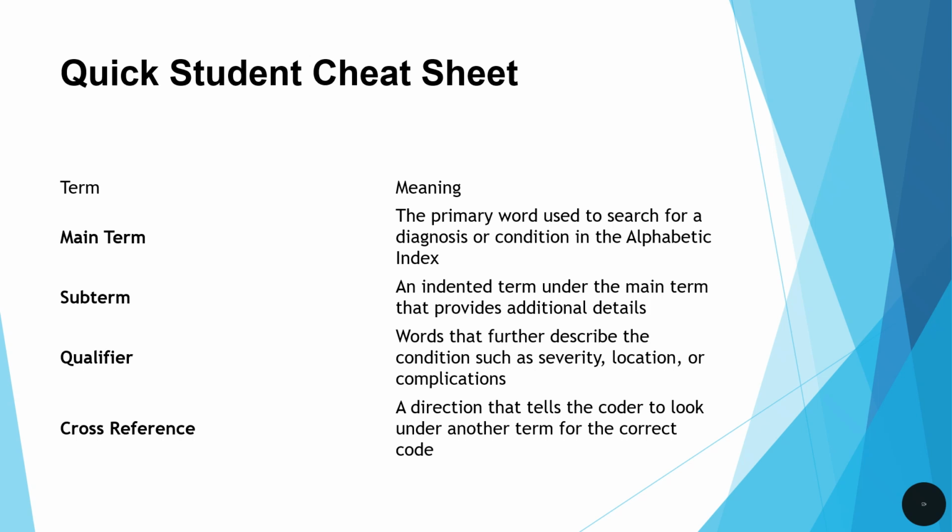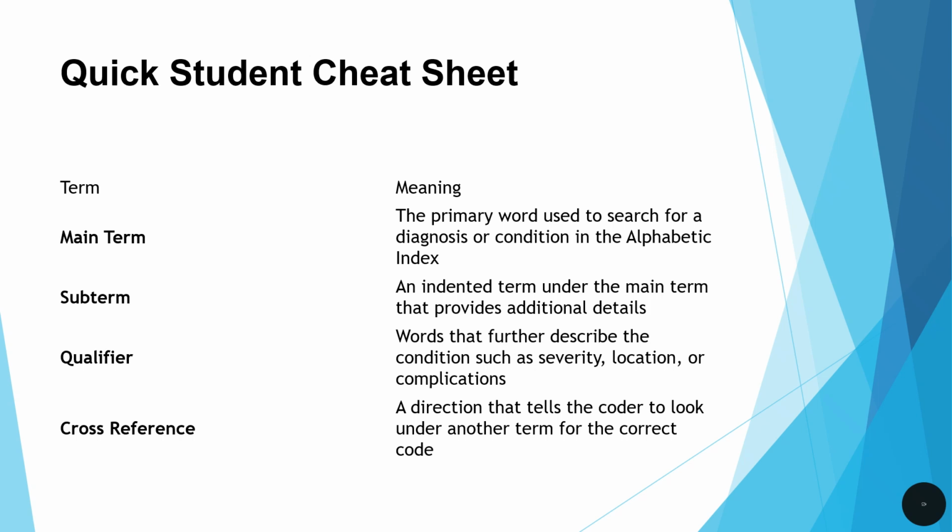Then you're going to find your subterm, if there is one. Your subterm is indented under the main term, and it provides additional information about that diagnosis code. Then you have a qualifier sometimes. The qualifier word further describes the condition such as severity, location, or complication. It gives more information about the diagnosis. Some diagnoses do not have subterms and qualifiers. It may just have one term, which is the main term.